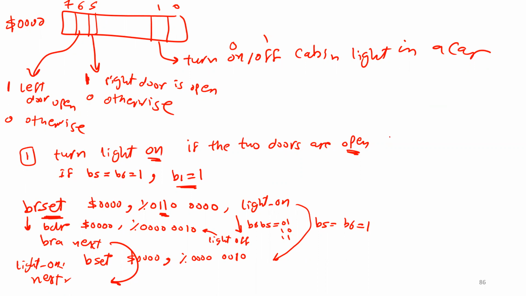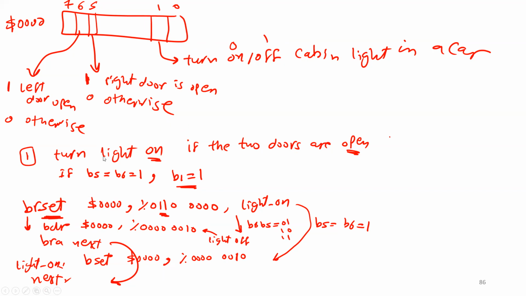Okay. So now this bit, if I put 0, I'm going to turn the cabin light on. If I put 1, I'm going to turn the light off. So 0 for on, 1 for off. Okay, so let's see now. I'm going to give you several logic problems and ask you to program them.